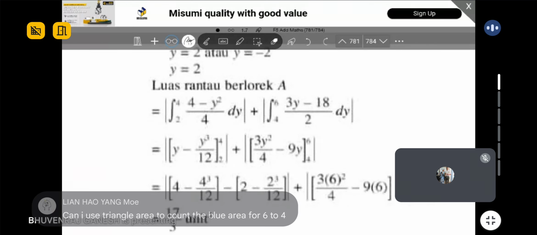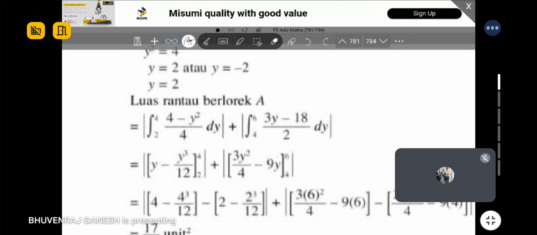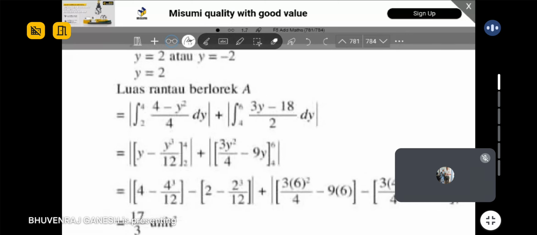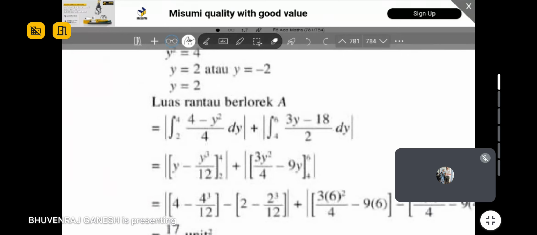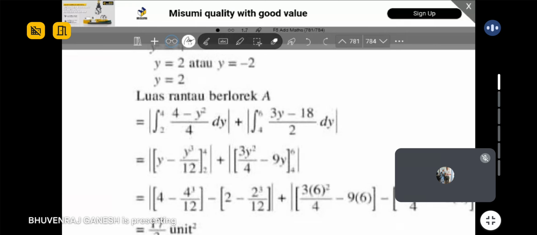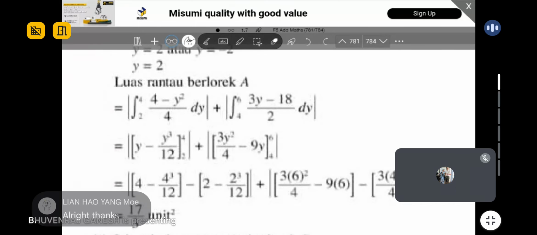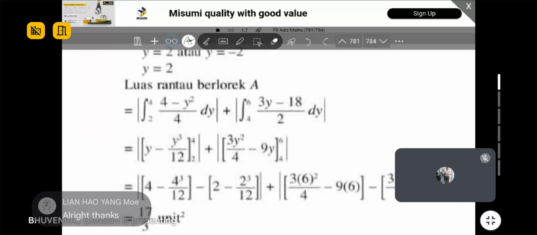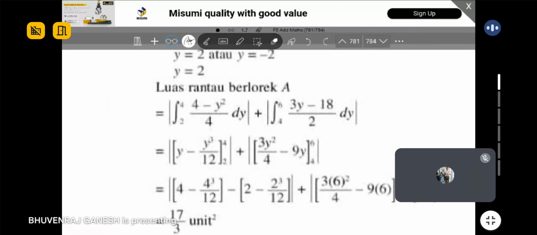Can I use triangle? Yes, sure can. No problem. You want to use integration also can. Two method. Okay. Triangle is more safe because you can check and see how your area is going. All right. But integration is a bit hard to see it unless you memorize.